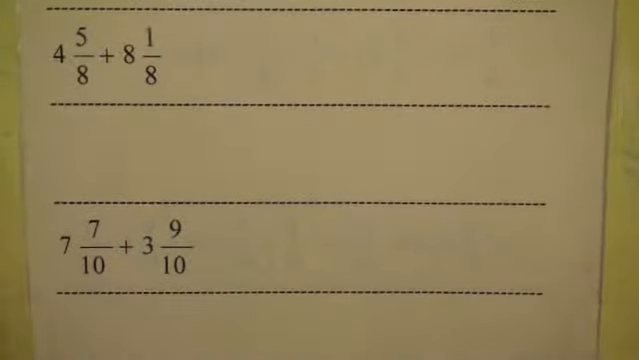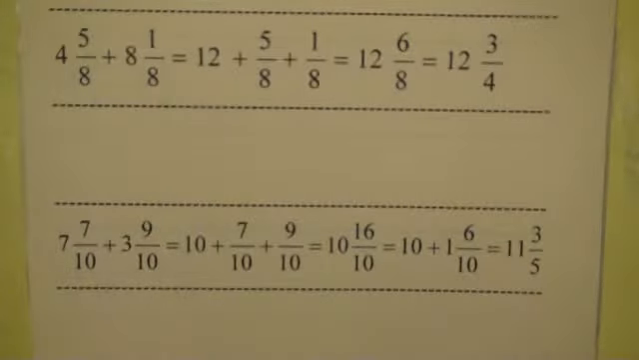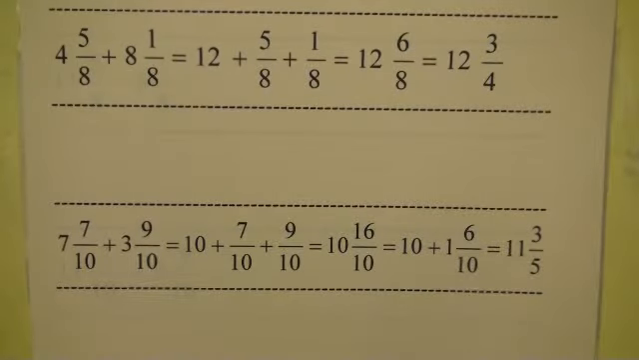You're all set. Now, what if you have mixed numbers? We have 4 and 5/8 plus 8 and 1/8. Well, obviously, the answer is going to be more than 12 because we have 4 plus 8, basically. So there's a couple ways to do this problem, but the easiest thing to do is to go ahead and separate this into 4 plus 8, which is 12. So we end up with 12 plus 5/8 plus 1/8. Then we have 12 and 6/8, which gives us 12 and 3/4.